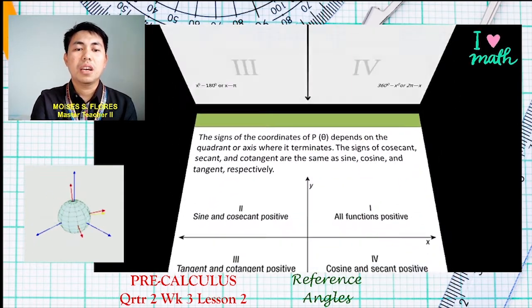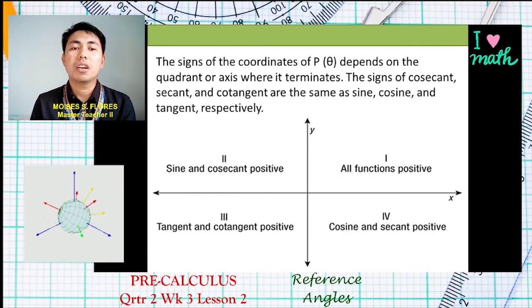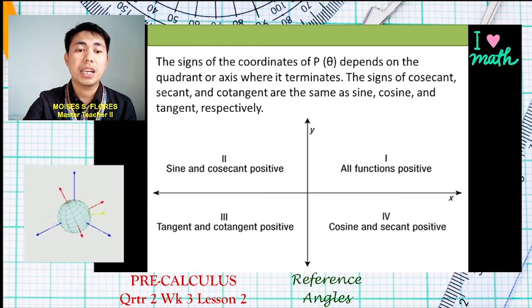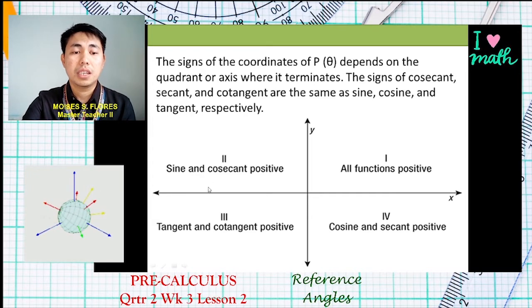Again, the signs of the coordinates of the point of theta depend on the quadrant or axis where it terminates. The signs of cosecant, secant, and cotangent are the same as sine, cosine, and tangent respectively. As you notice on our Cartesian coordinate system, in quadrant 1, all functions are positive. Quadrant 2, sine and cosecant are positive. Quadrant 3, tangent and cotangent are positive. And quadrant 4, cosine and secant are positive.